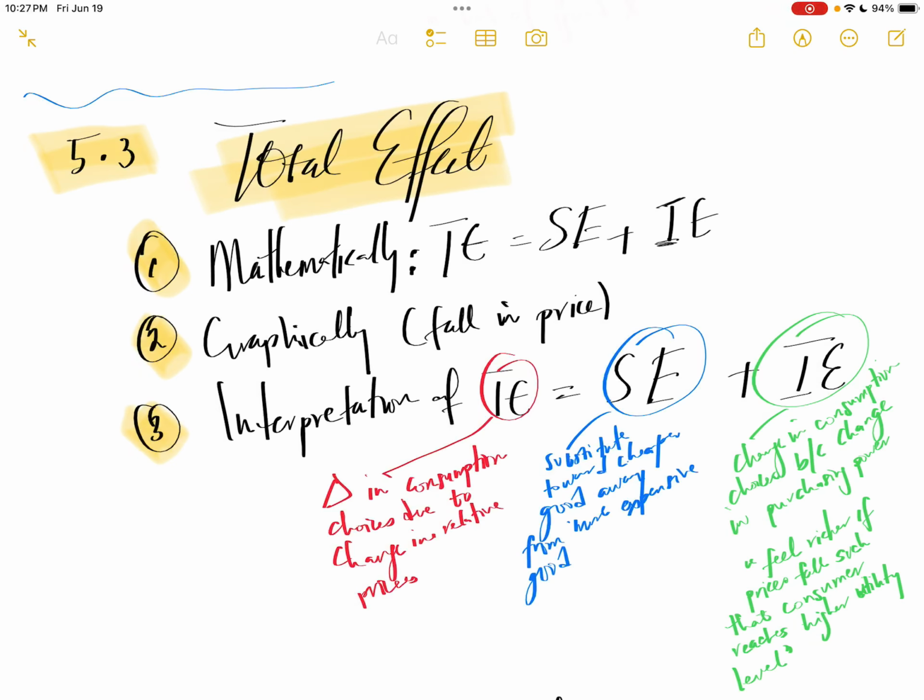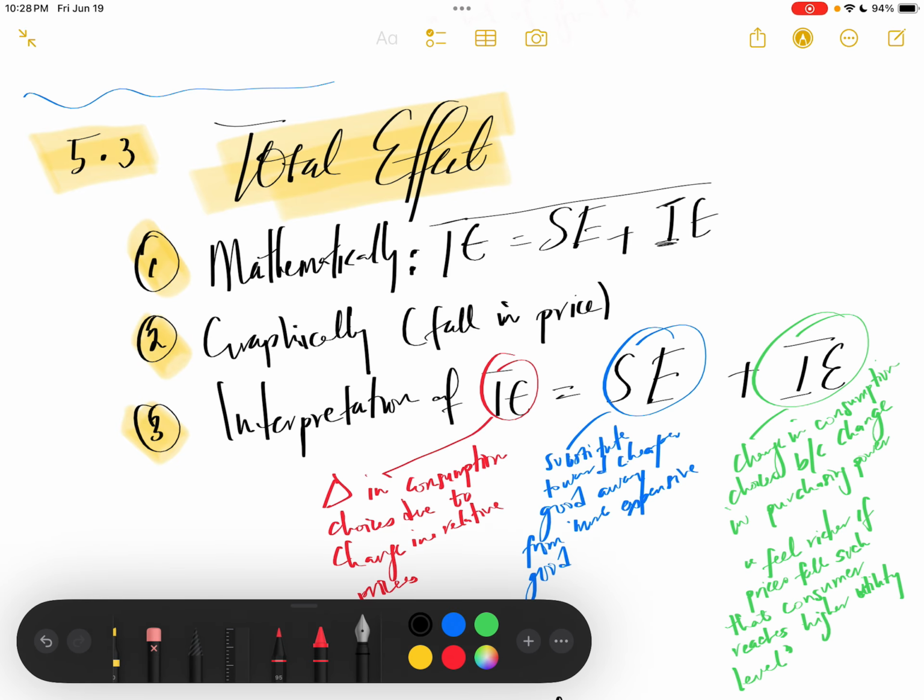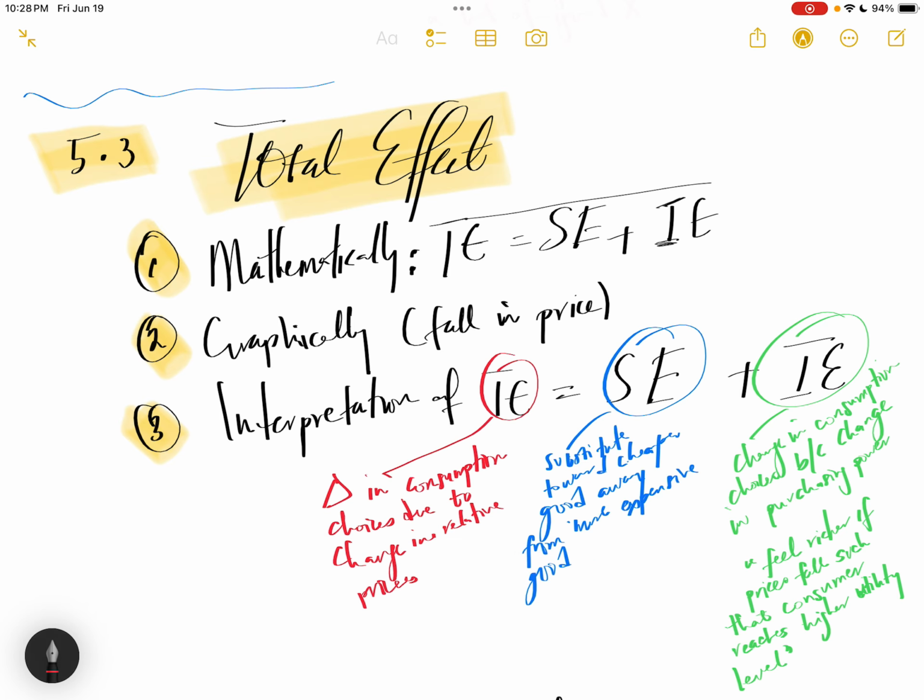All right, let's finish up this chapter. Let's finish up 5.3. We are going to look at total effect. Let me change my color. Let's try red. We are seeing total effect, so this is T, right? Total effect equals the substitution effect plus the income effect. We will look at that graphically, and we will see the interpretation of that relationship.